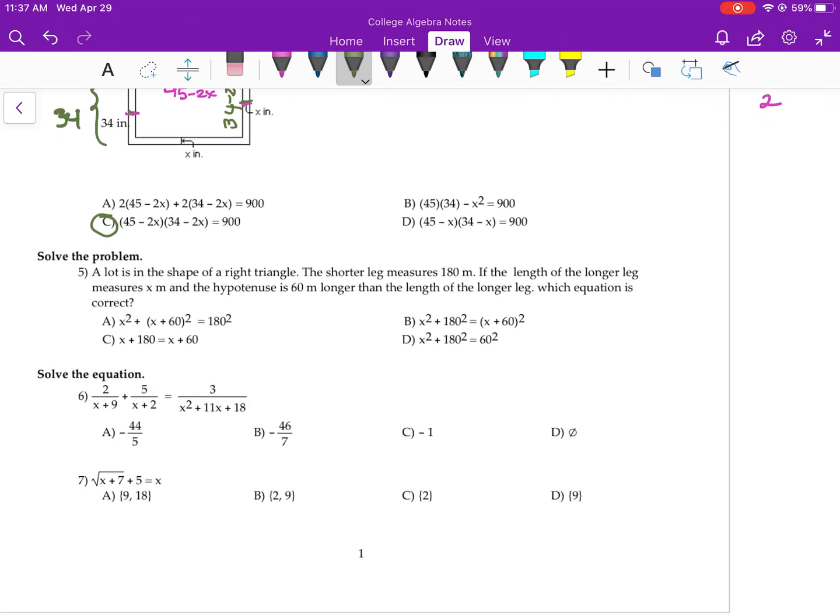A lot is in the shape of a right triangle, so I would encourage you to draw it out. The shorter leg is 180 meters. The length of the longer leg measures X meters. And the hypotenuse is 60 longer than the longer leg. Which equation is correct? So now they're asking you which one models the quadratic formula correctly.